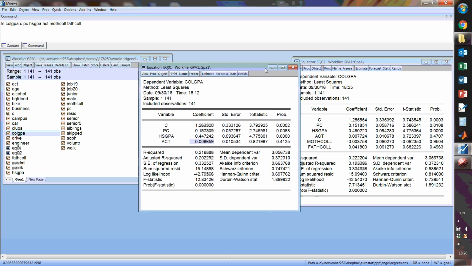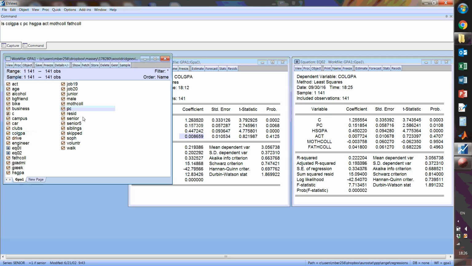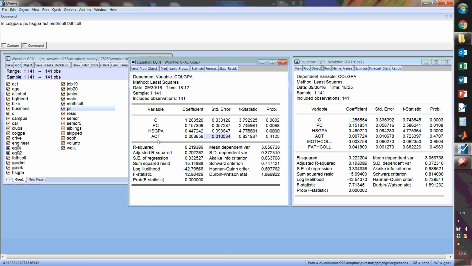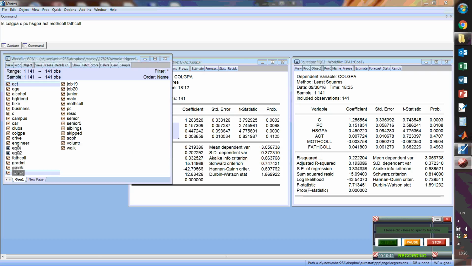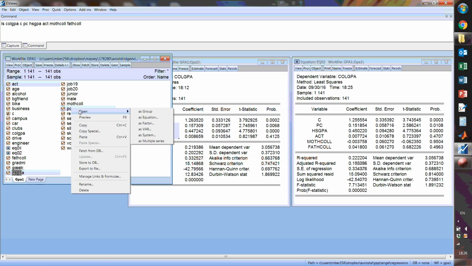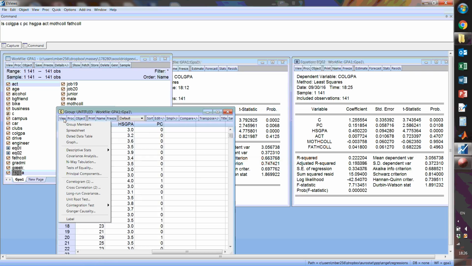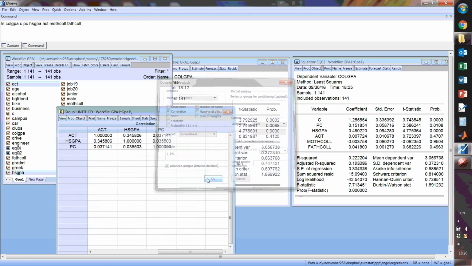The ACT score is also insignificant, and my guess is that it's also highly correlated with the high school GPA and PC ownership. You can actually do these kinds of basic correlation checks by selecting all these variables you're interested in. So in this case, if you want to see how correlated ACT is with the other variables, you can just select them. ACT and high school GPA, and what was the other one? PC ownership. Open them, right click, open them as a group, and click view and covariance analysis and select correlation. You can select covariance as well, but correlation is enough.